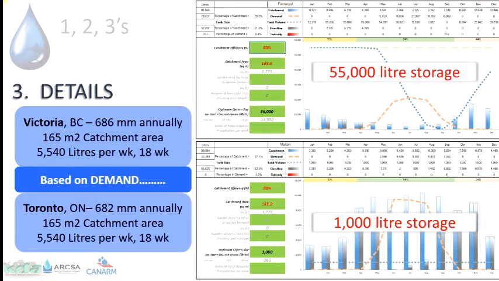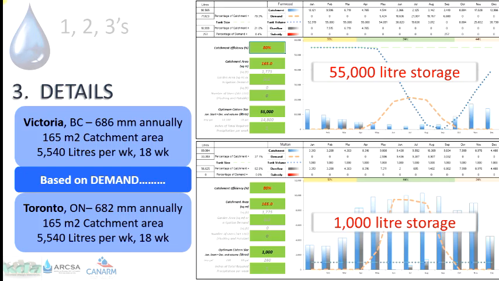Here we have an indication of two cities, Victoria and Toronto, both with around 680 or 685 millimeters of rainfall. It's surprising Victoria has the same amount as Toronto. The factor here is that Toronto gets their rainfall in the summertime, sometimes in really nasty storms. We get our rainfall through the winter, very seldom with nasty storms. And so our storage for the same garden with the same roof and with the same requirements here is about 55,000 liters, and in Toronto about 1,000 liters.